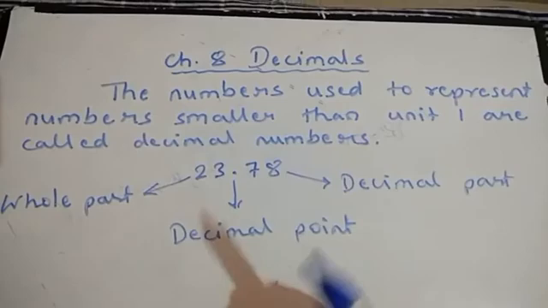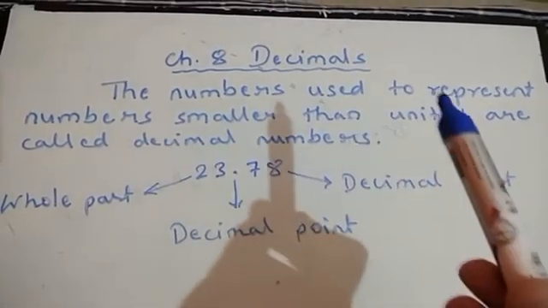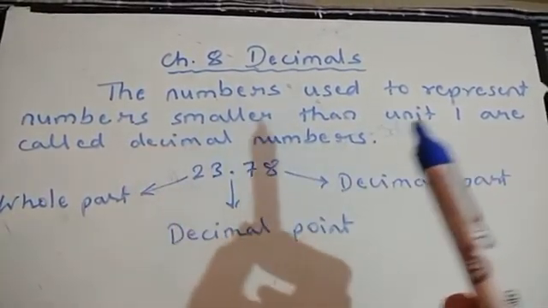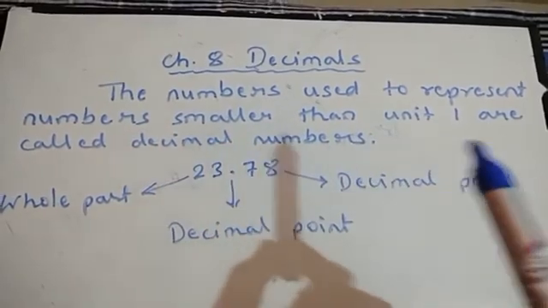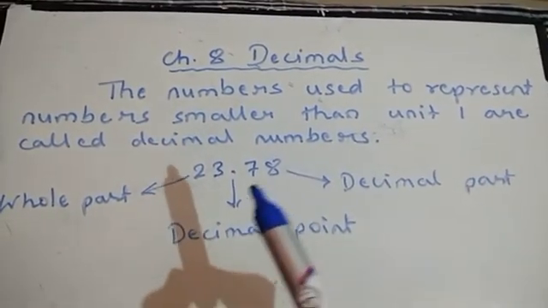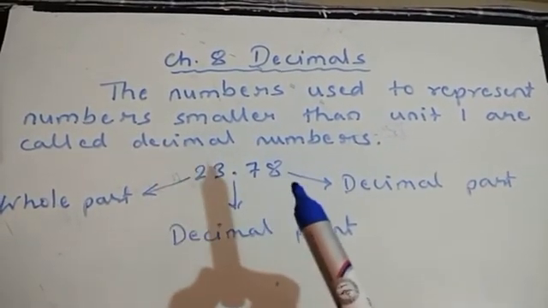Hello students, today we are going to study chapter number 8, decimals. The numbers used to represent numbers smaller than unit 1 are called decimal numbers. For example, 23.78 is a decimal number.